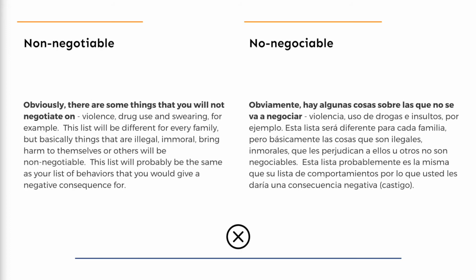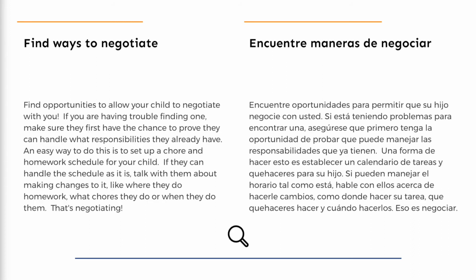Non-negotiable. Obviously, there are some things you will not negotiate on. Violence, drug use, and swearing, for example. This list will be different for every family, but basically things that are illegal, immoral, or bring harm to themselves or others will be non-negotiable. This list will probably be the same as your list of behaviors that you would give a negative consequence for.